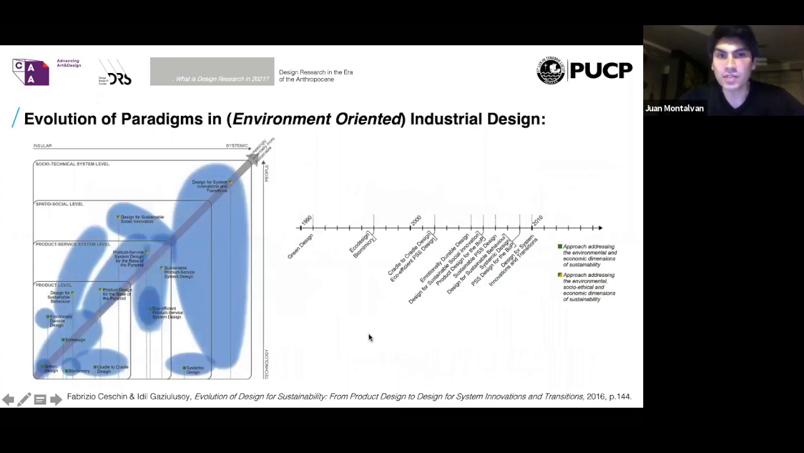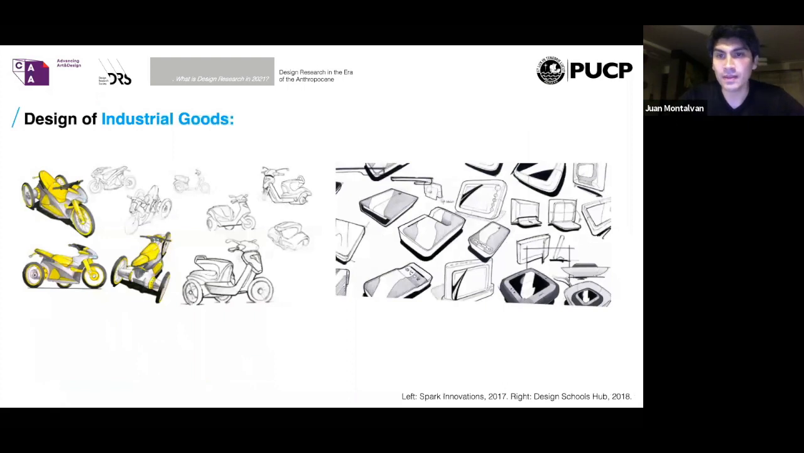And as I mentioned, this is not the only story of the industrial design field's evolution, but there's also an evolution within a more environmental-oriented industrial design, which started with green design in the 1990s up to design for system innovations and transitions. Something interesting that has been noticed in the work of Abhishek Cheskin and Idil Kasyursoy is that as the discipline moved forward, it included not just environmental and economic dimensions in its practice, but also socio-ethical aspects as well.